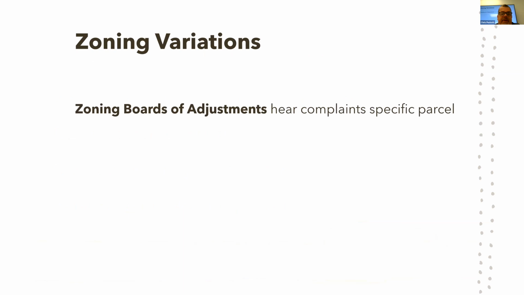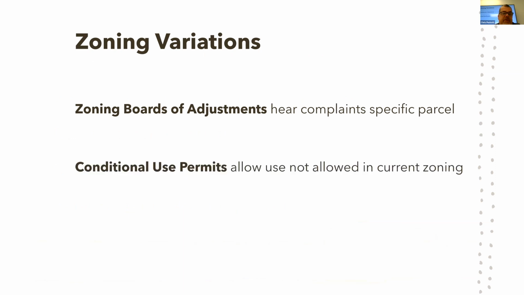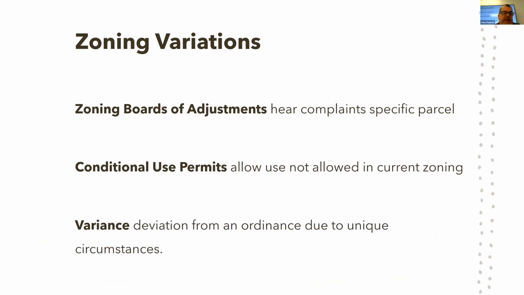A couple of variations here. Depending on which municipality you're in, you're going to deal with different boards. Kannapolis has a separate Board of Adjustment. Those are folks that are here to hear complaints or issues with specific parcels. They actually give out conditional use permits, which is something allowed but not allowed in current zoning. I'm going to give you an example of that. And then they do variances, and I'm going to give you an example of that.